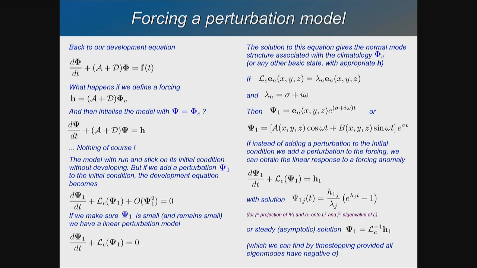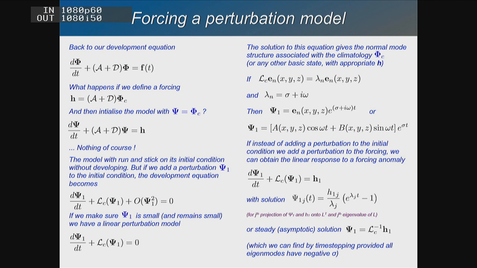So you can find solutions to that linear problem, and I've done this. You know, you can find the normal modes of the system. You can find the eigenmodes, which have a structure and a frequency and a growth rate, sigma, and if sigma is positive, then it's unstable. You can find the unstable modes, right?